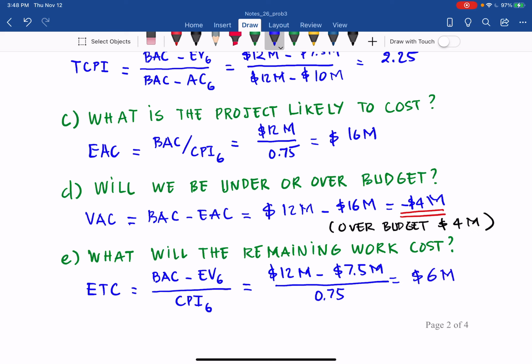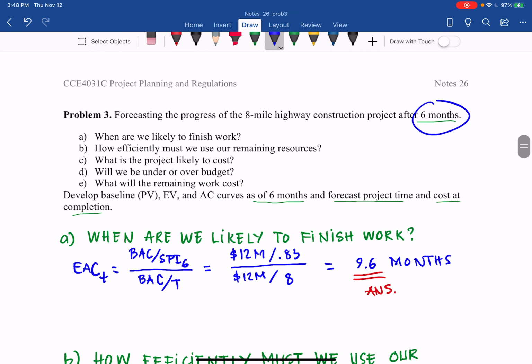16 million. So far, after 6 months, the actual cost AC6 is 10 million. We need 6 more million to complete the project. With that, we have answered all the 5 questions, and now we develop the baseline PV, EV, and AC curve as of 6 months and forecast the time and cost at completion.